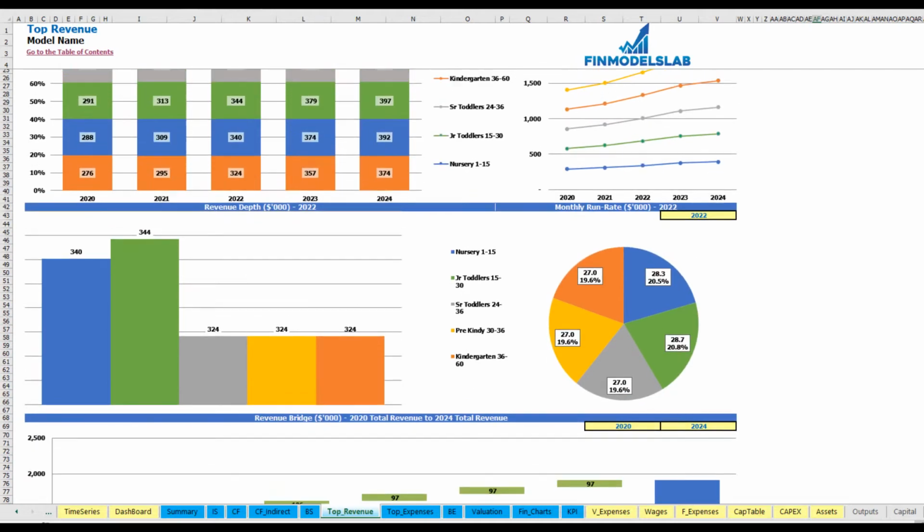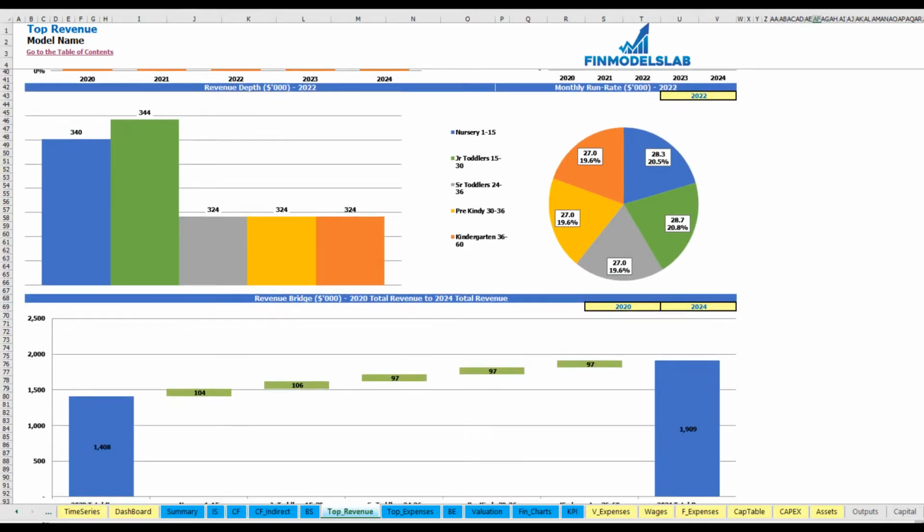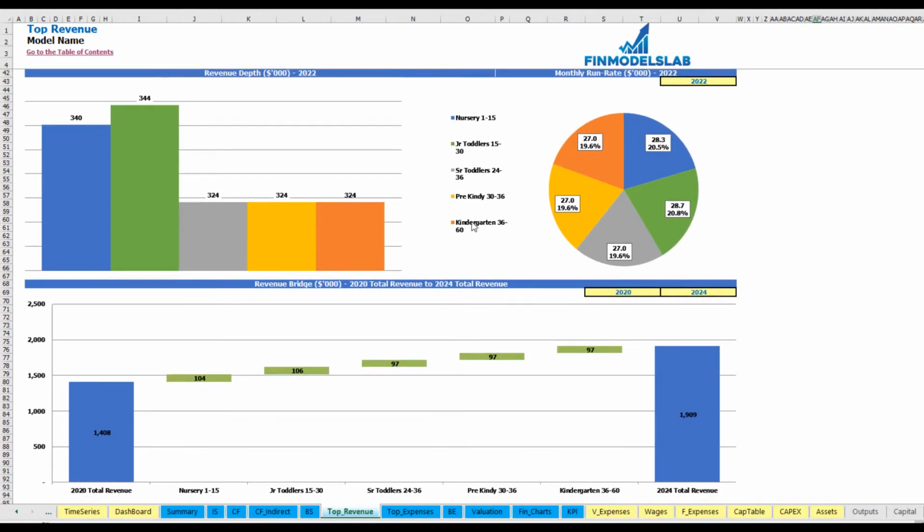The next set of charts, which is revenue depths and monthly run rate, shows you the detailed year, which you can select and change here. In these charts you can see the revenue depths or breakdown of absolute values for the main 5 revenue streams, and on the pie chart you may see the percentage allocation.